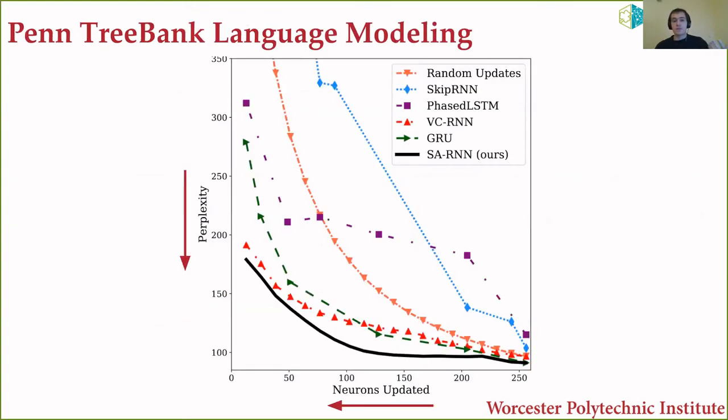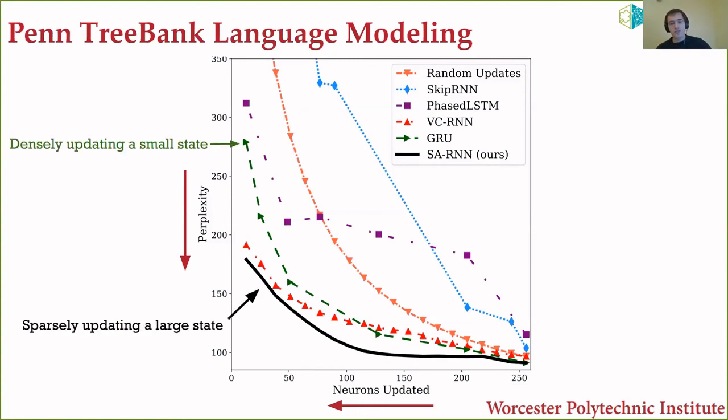Second, we look at the results from the Penn Treebank language modeling task, where we're measuring perplexity, which is an error metric, so the lower the better. And so the utopian solution will be in the bottom left corner of this chart. And from these, again, we observe that our method on average is able to update fewer neurons while maintaining lower perplexity, so it's outperformed the other methods. And then an additional conclusion from this experiment is that densely updating a small state is not nearly as good as sparsely updating a large state, which has implications for the architectural choice in recurrent neural networks.